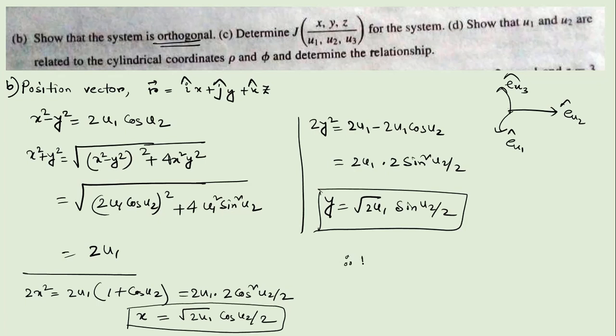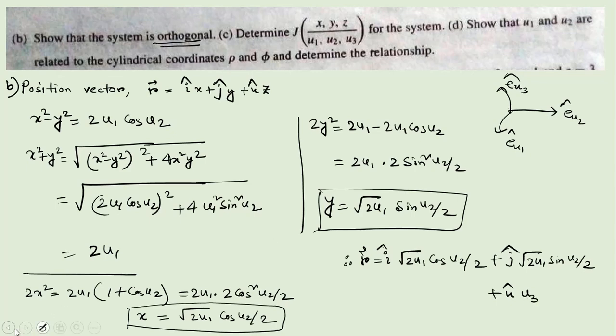So you can say the r vector is nothing but i cap x, where x is root under 2 u1 cos of u2 by 2, plus j y, that is root under 2 u1 sin of u2 by 2, plus k u3, where z is u3. So we put in x, y, z to get the r vector. After finding the r vector, we need to find the unit vectors along this.